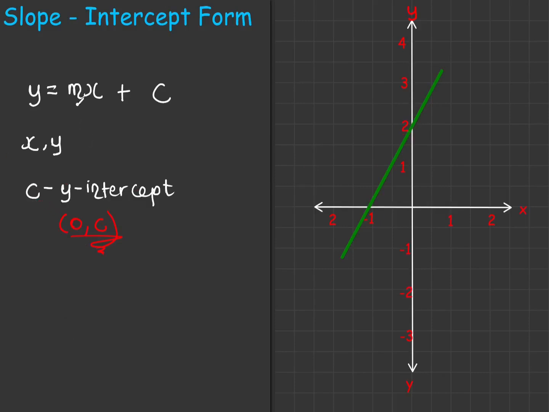With that said, we then look at the m. The m, on the other hand, represents the gradient or the slope. It represents the rate of change or the steepness of the line.